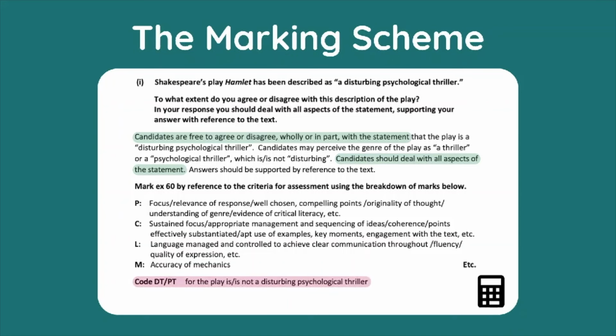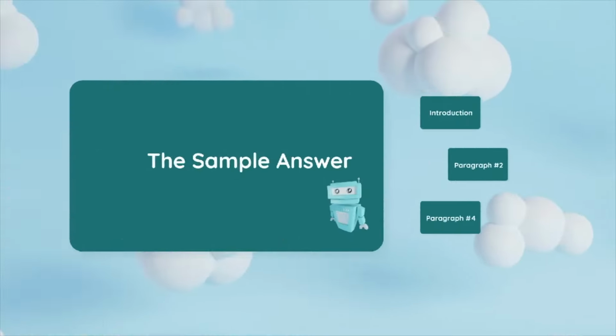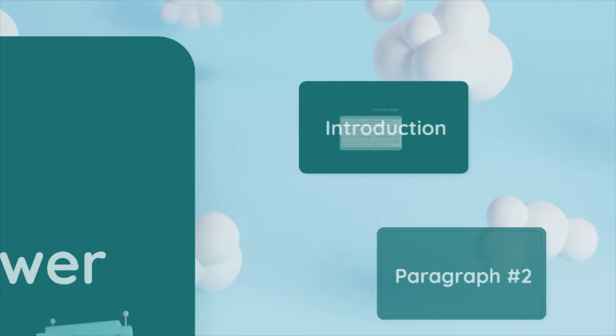The corrector will then award you with the codes D, T and PT for any valid points you make in relation to Hamlet being or not being a disturbing psychological thriller. Remember, your goal should be to achieve these codes for each of your main body paragraphs, and remember, the more codes you are awarded, the higher your grade will be. So now that we've looked at the question and we've taken a look at the marking scheme, let's jump straight into the sample answer's introduction.